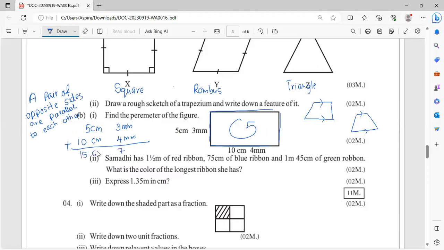Then 15 centimeters and 7 millimeters. But it is not the perimeter. You have to multiply this value by 2.